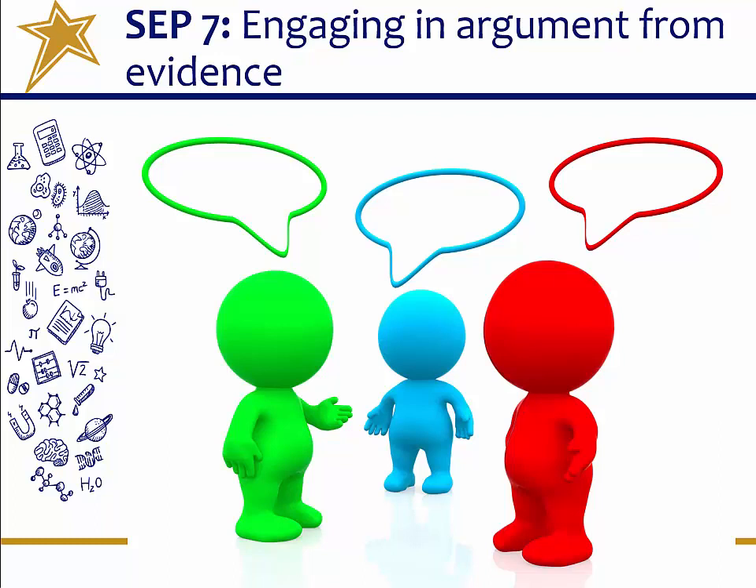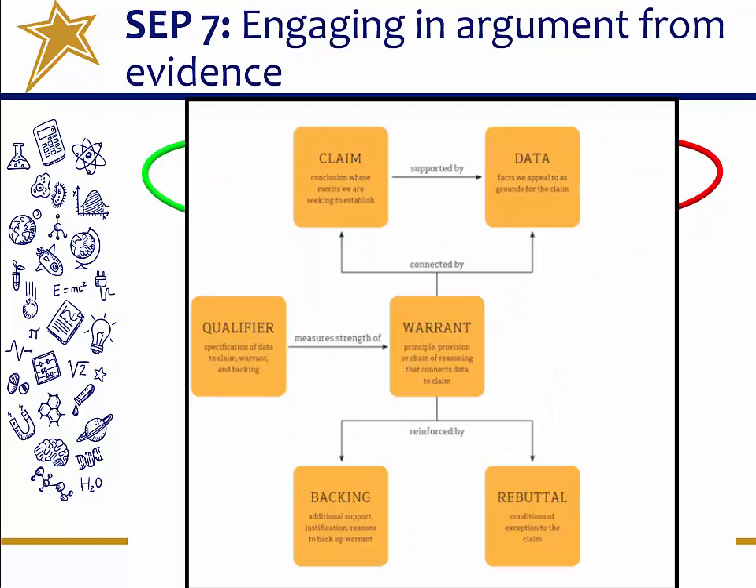In science and engineering, reasoning and argument based on evidence is essential to identifying the best explanation for natural phenomena or the best solution to a design problem. Scientists and engineers use argumentation to listen to, compare and evaluate competing ideas and methods based on merits. They engage in argumentation when investigating a phenomenon, testing a design solution, resolving questions about measurements, building data models, and using evidence to evaluate claims.